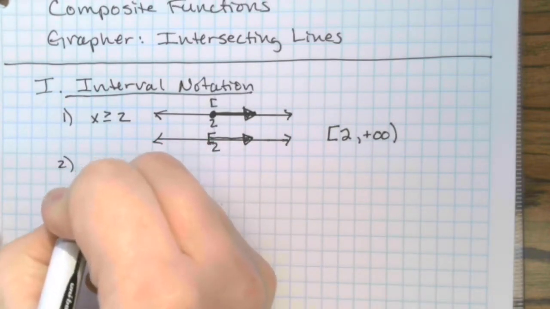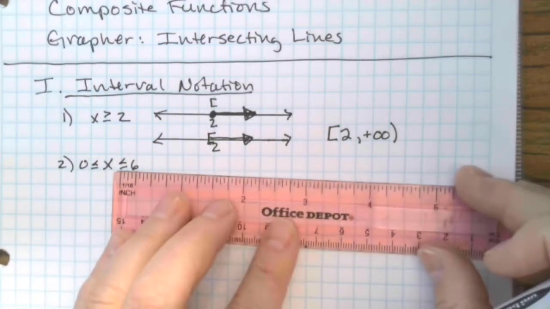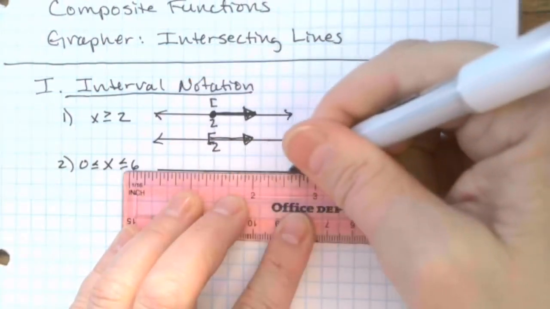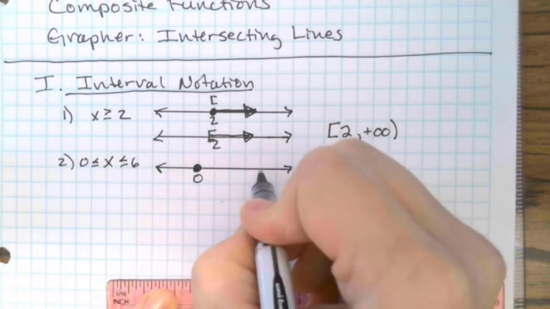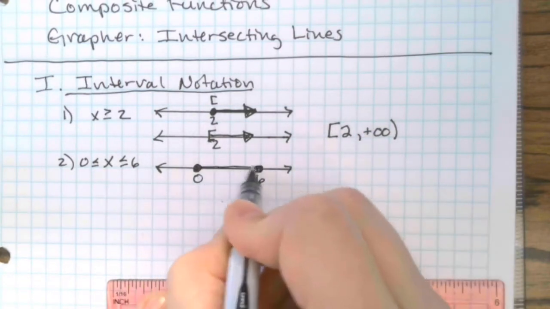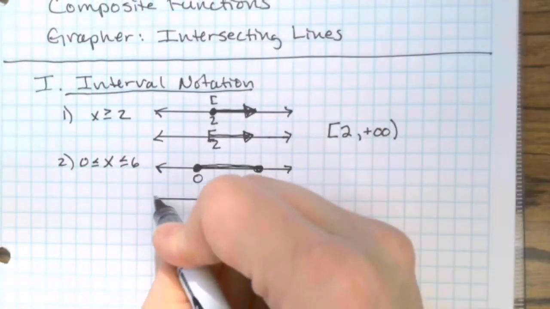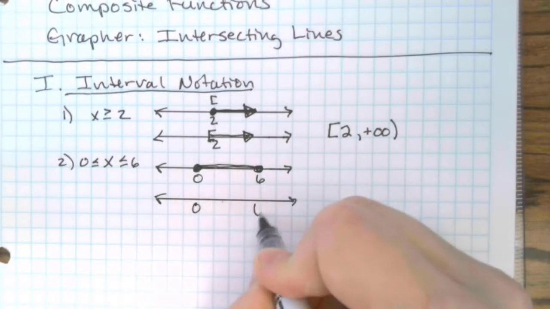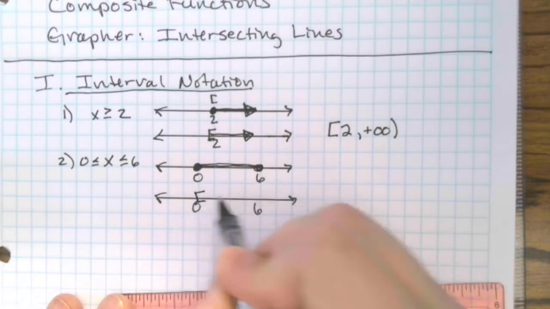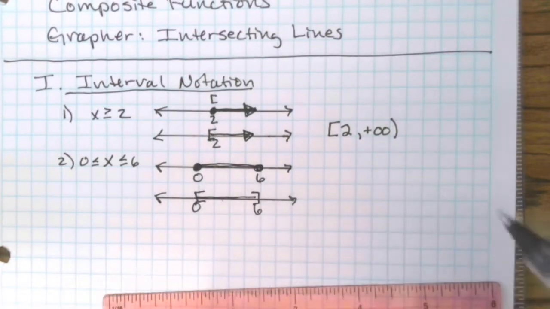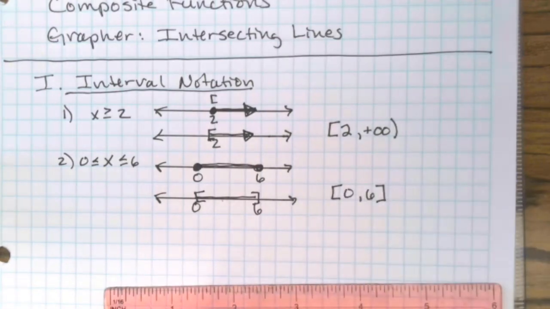x is greater than or equal to 0 and less than or equal to 6. Again, if I were to draw this using inequality notation, you would have a dot on the 0, a dot on the 6, and everything in between would be part of the function. In interval notation, the 0 and the 6 are both inclusive or closed boundaries, so it would get a bracket and a line in between. So in interval notation, it would be from 0 to 6 inclusive.